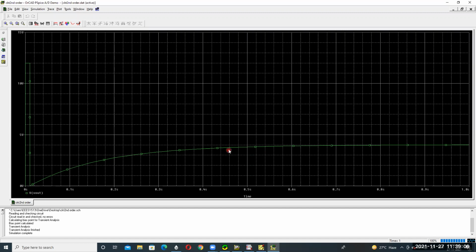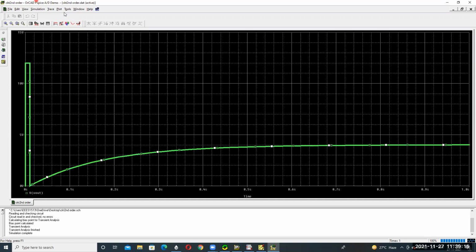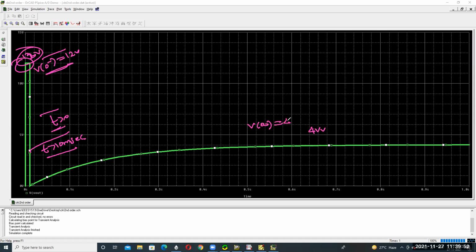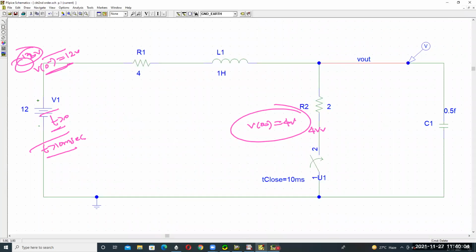So in this result, the voltage across the capacitor initially is 12 volts. These are the initial conditions. And then after t is equal to 10 milliseconds, that means t greater than 0, after the switching action, the capacitor is charged to 4 volts. V of infinity is nothing but 4 volts and V of 0 is equal to 12 volts. So like this, we will get the results.